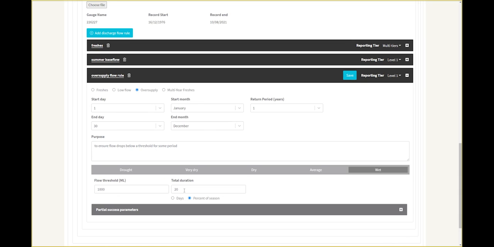of time. It's essentially the same as a low flow rule. So a low flow rule, we're looking to get flow above a threshold for a cumulative period of time, and the oversupply flow rule is about being able to measure the cumulative number of days where it's maintained below a threshold. So we can save that, and that's an oversupply rule.